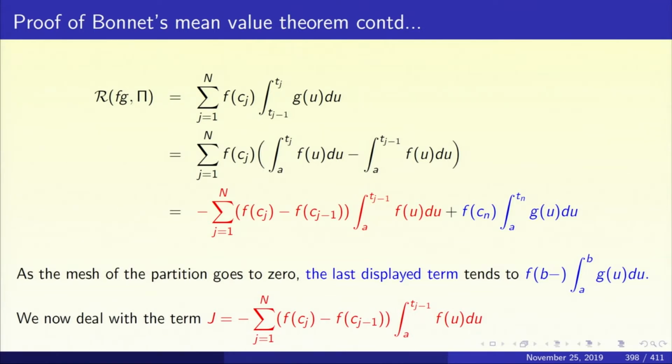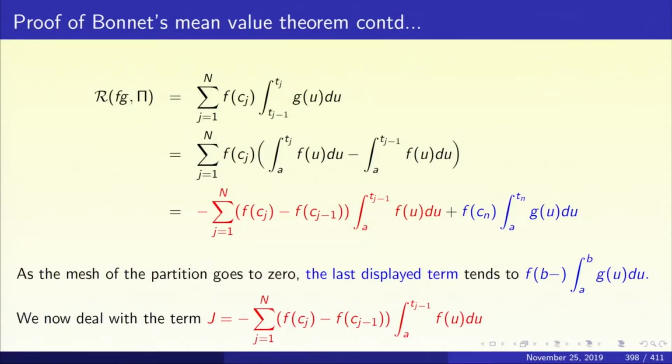Now, as the mesh of the partition goes to 0, what happens? The t_n is basically b, and the last displayed term goes to f(b minus) times the integral from a to b of g(u) du. Remember that c_n is a point in the last piece of the Riemann sum, t_{n-1} to t_n. What is t_n? t_n is b. And as the mesh of the partition goes to 0, c_n approaches b, and when c_n approaches b, f(c_n) approaches f(b minus). Here the monotonicity is being used.